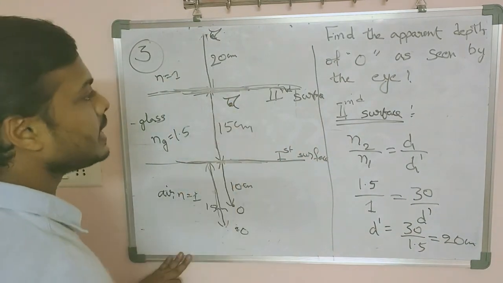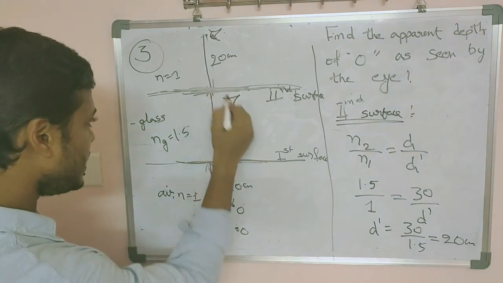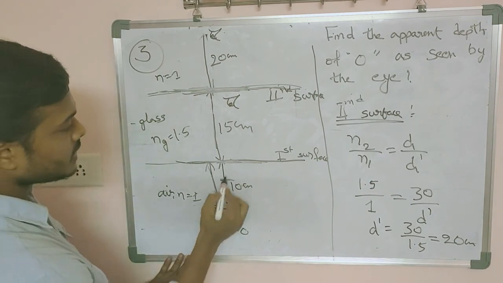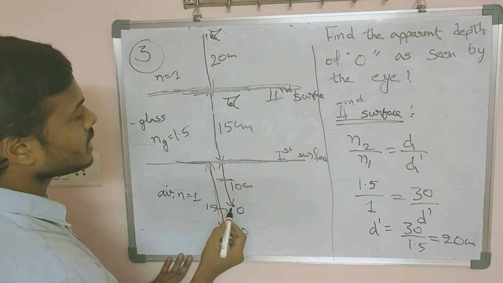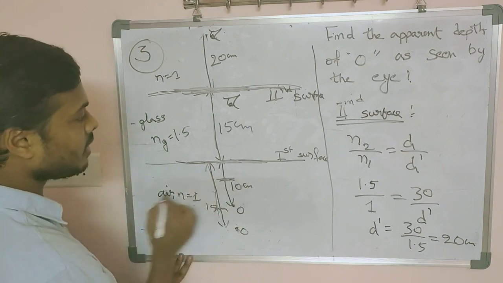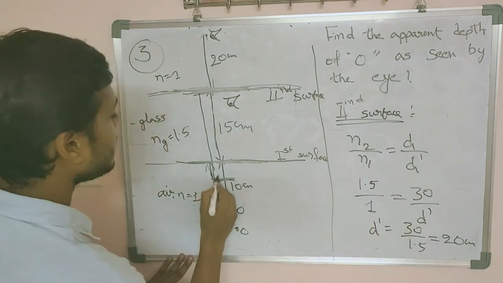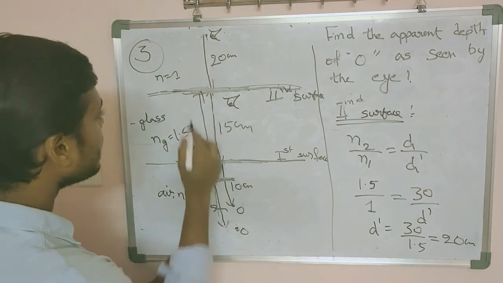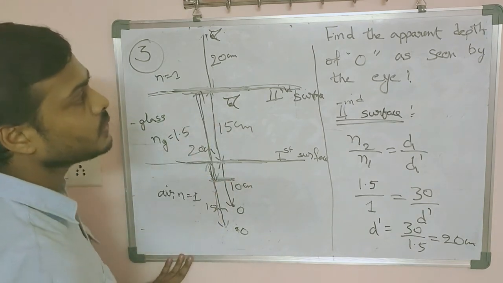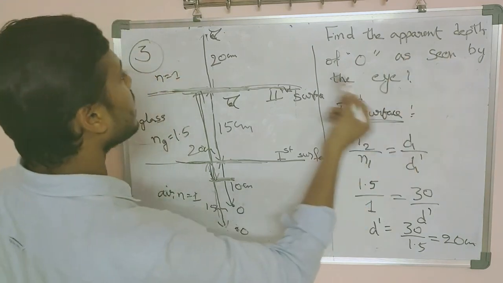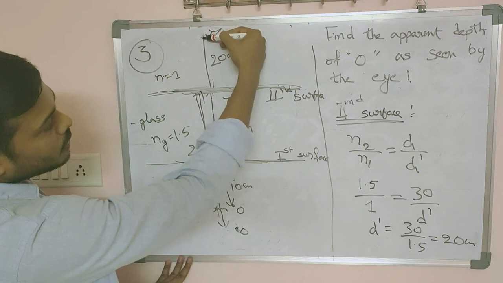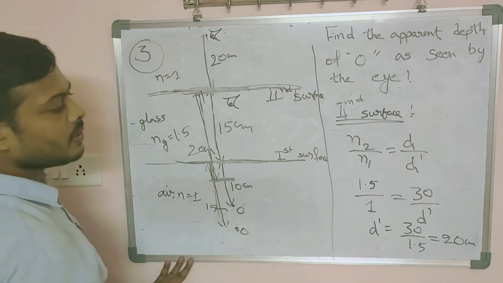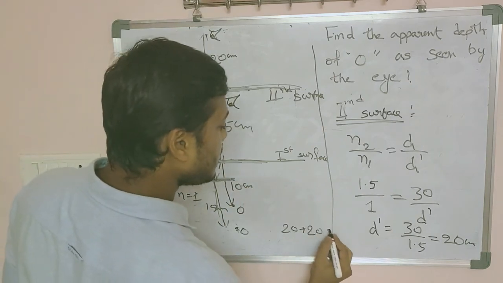So from here the apparent depth is 20 centimeters. This is already 15. So the image of the object is somewhere here. The final image will be here, which is 20 centimeters from this surface. But what is the question? Find the apparent depth of O as seen by the eye. The eye is here. So we have to measure this 20 plus this 20. So 20 plus 20 is equal to 40 centimeters will be the answer.